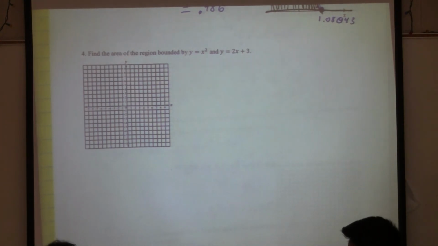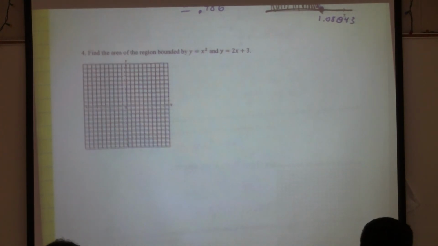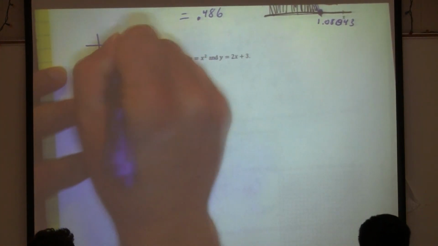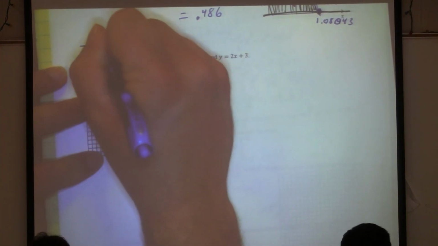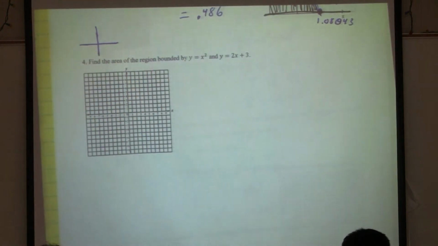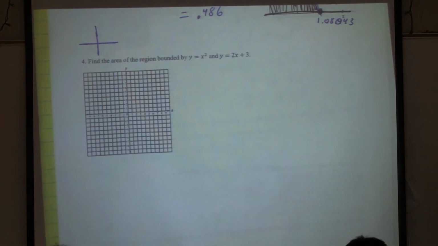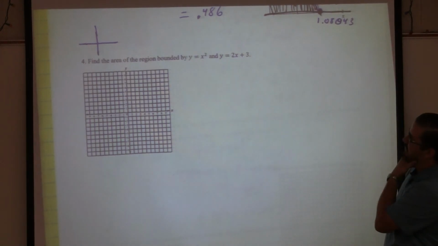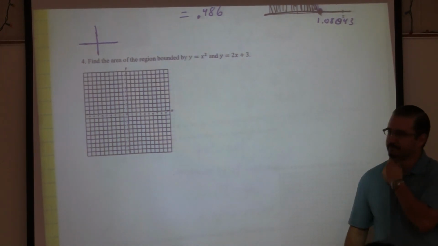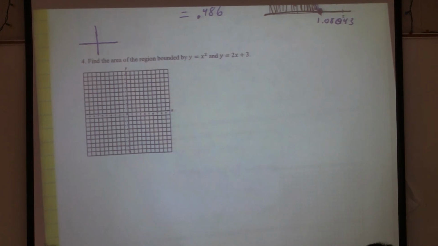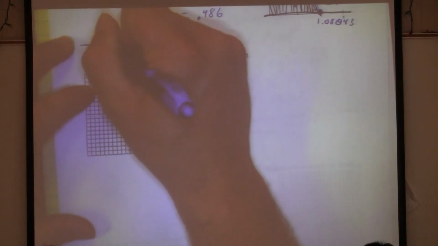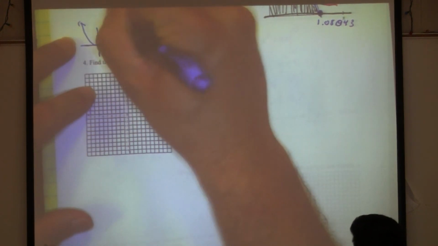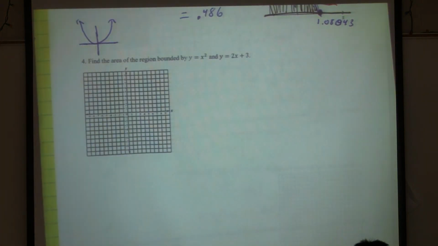Okay, so we're not going to use those graphs. What we're going to do is try to come up with a rough sketch. The reason you have to do this is so you can figure out whether you're doing top minus bottom or right minus left for that particular problem. So let's look at it. We have y equals x squared. What does that look like? Parabola right here at the zero, opening up like that, right? We've got to know our parent functions to be able to do this.